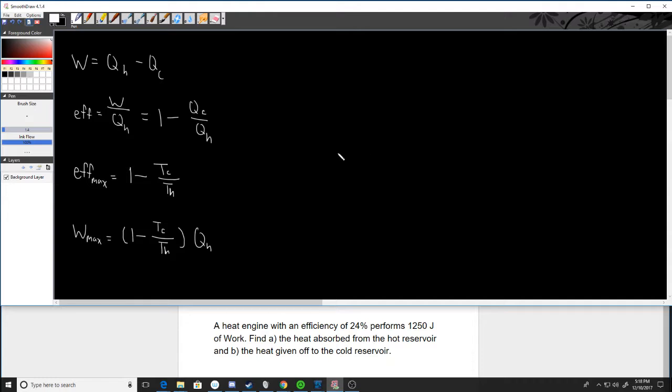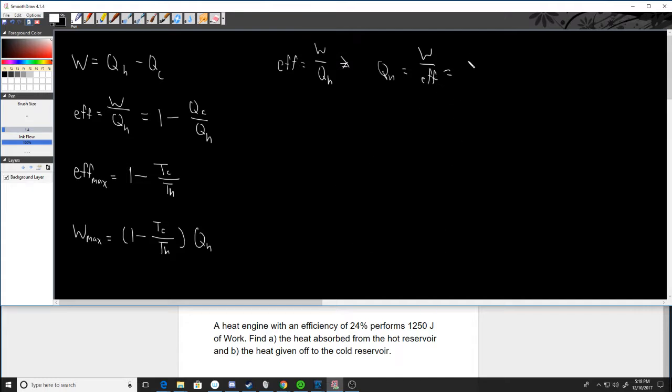All right, so in this case, if I have efficiency and I have work, I can algebraically find QH, okay? So efficiency is equal to work over the heat transferred from the hot reservoir. Let's just get QH by itself. Multiply QH by both sides. I get QH is equal to work over efficiency.